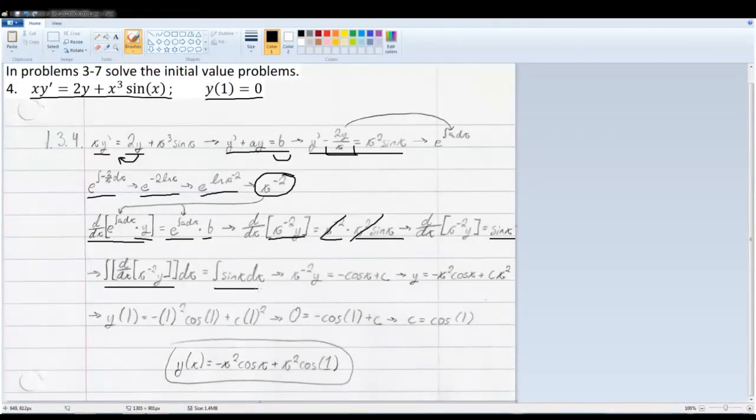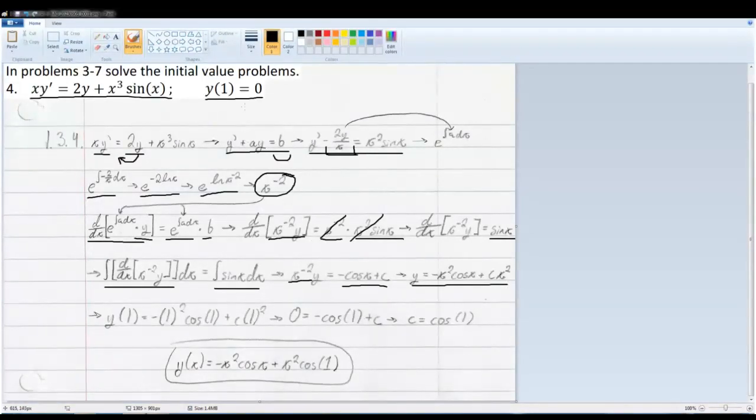Now, here the integral of sine x is, of course, negative cosine x, and there you have your constant term. You can then separate y out by, I guess, multiplying x squared on both sides, just to cancel that out. And so this is basically the general form.